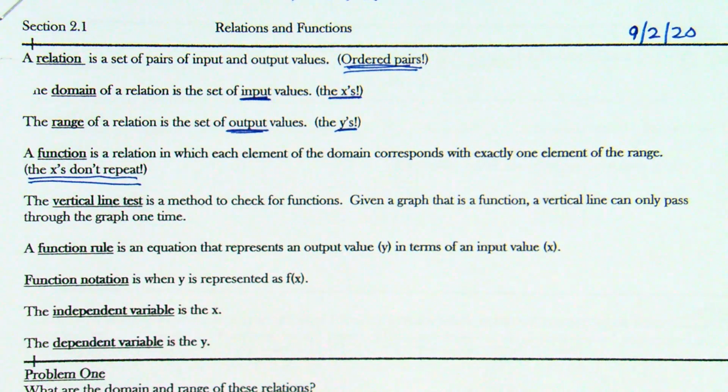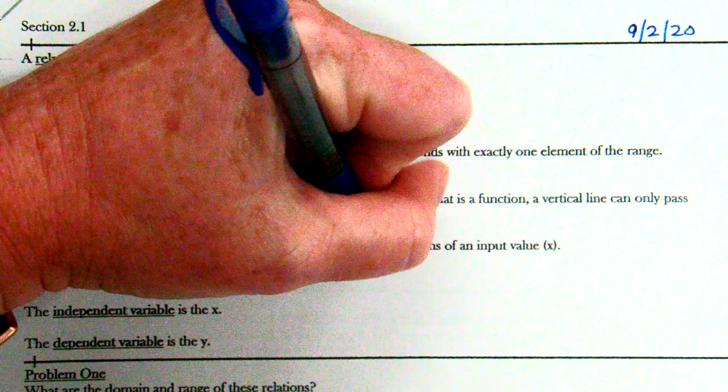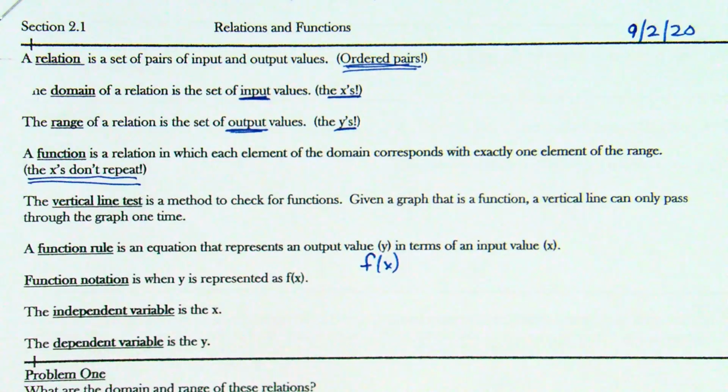Function rule. A function rule is a fancy way of saying the equation. A function rule is an equation that represents an output value y in terms of an input value x. So when we see function rules, often instead of y, you'll see f of x. You remember f of x, where it's f parentheses x? That's standard function notation, which is what the next line talks about. Function notation is when y is represented as f of x. So when we talk functions, there's usually x and f of x instead of x and y.